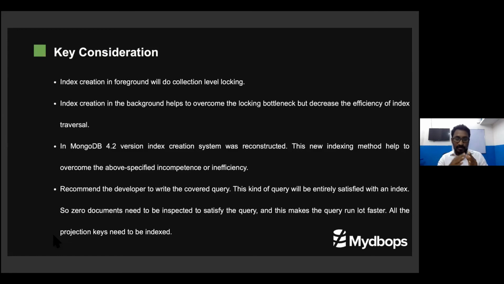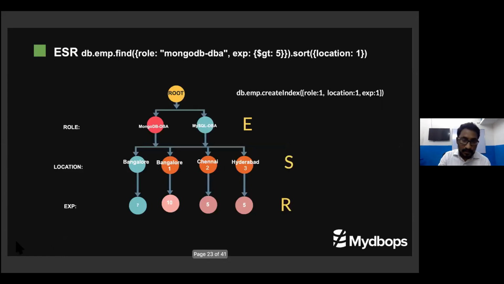So what do you mean by covered query, Manoj? The answer is, you see, the index is like this. I have a use case here where I'm creating an index for role, location, and experience. So I have an index. In the index, it will have a single link kind of connection to the actual document.